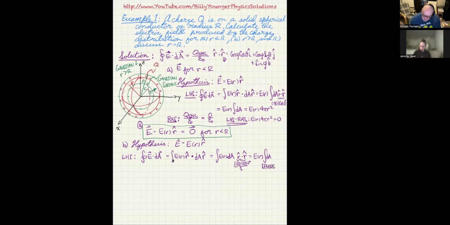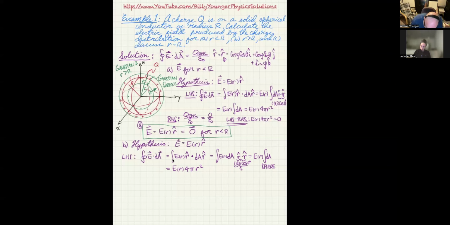Okay, and dA is an area, not a volume, so you've got to think surface area. And lo and behold, when we do that, we get E of r times 4 pi r squared. So notice the left-hand side gave me exactly the same result as I got in part A. That's what I need you guys to see: the left-hand side is the easy part, and if it's not easy, you did something horribly wrong if you're trying to use Gauss's law this way. It's always just going to be an area times electric field.